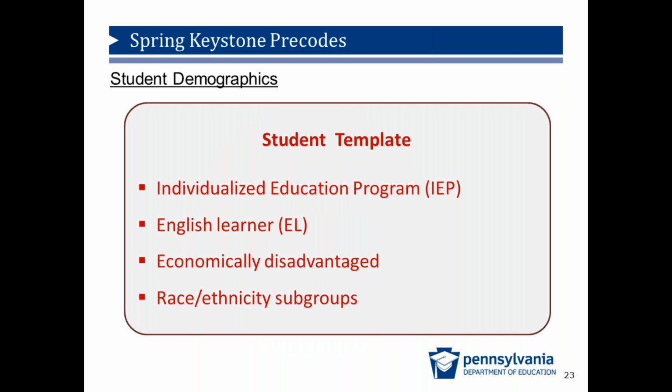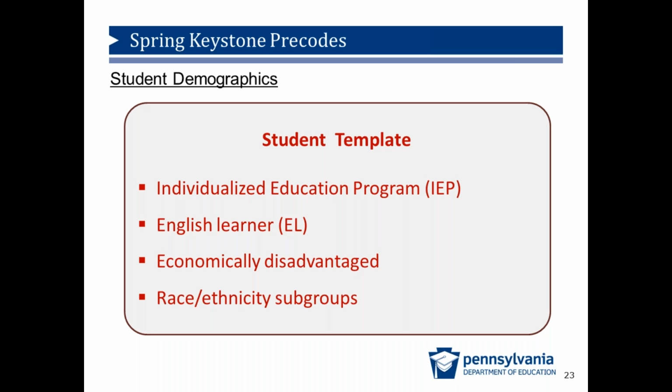The demographics for each student are embedded in precode labels or test tickets. If the student cannot be matched using the four matching criteria, these demographics can help you or someone in the educating entity to identify students in the attribution window. Some important demographics found in the student template are students identified as having an IEP, English learners, economically disadvantaged students, as well as the student's race and ethnicity.